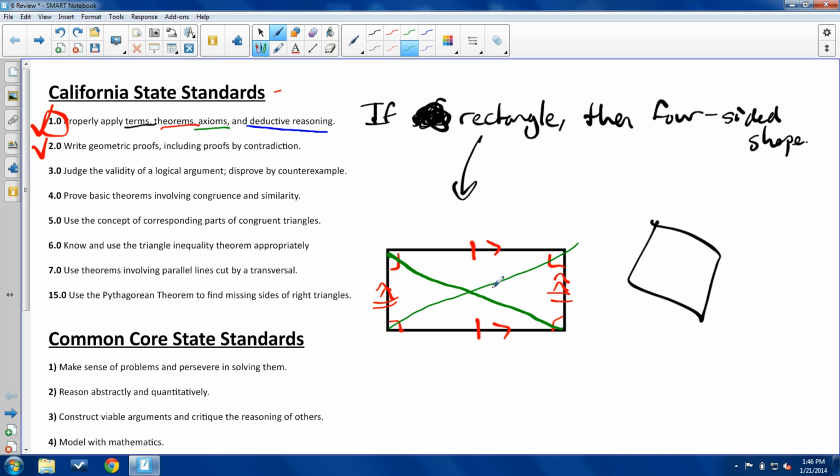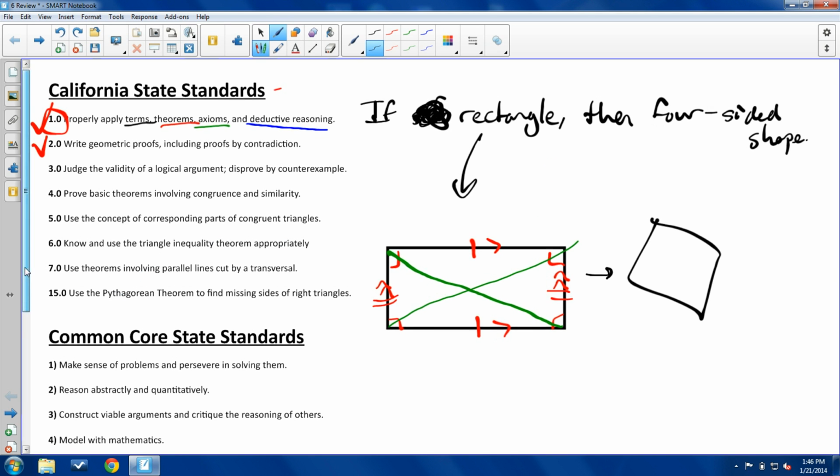So you take those things, and I'm just going to keep this here because I'm going to change the four-sided shape thing later. So if I have a rectangle, do I have a four-sided shape? The answer is yes, that is true. Okay, but let's look at the converse of that for a second before I move on.